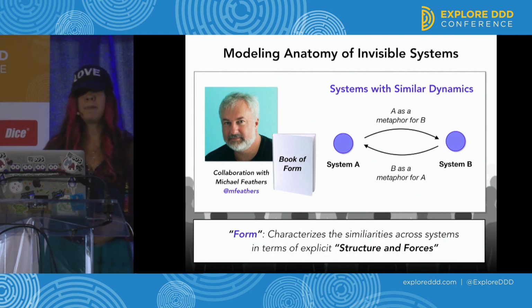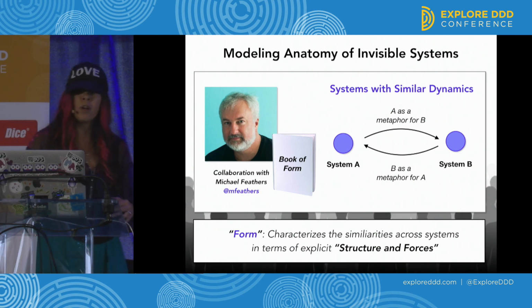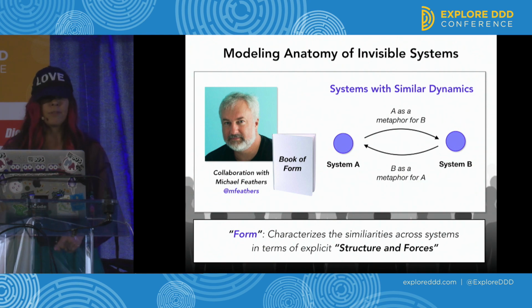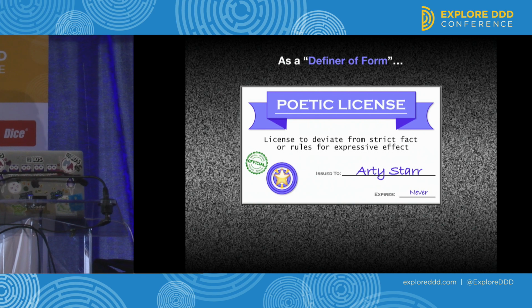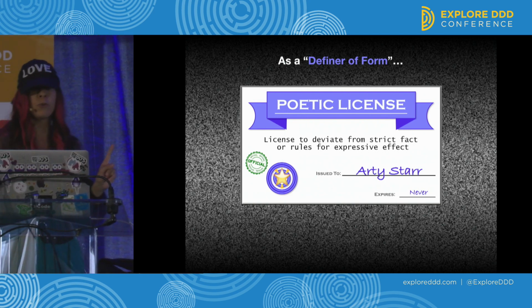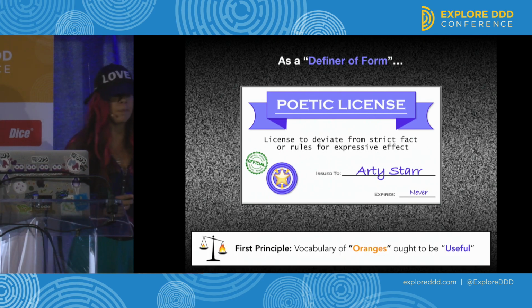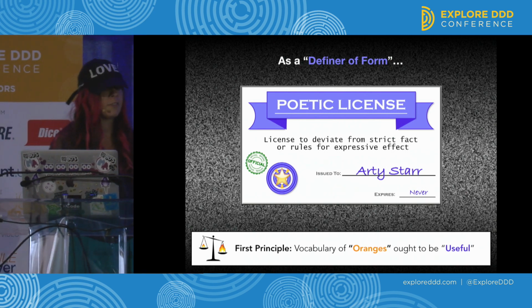And so we started describing these things as forms. A form characterizes the similarity across systems in terms of explicit structure and forces. If you start down this road of defining new forms, defining these invisible things, I found that we needed a poetic license. So this is my official poetic license to deviate from strict fact or rules for expressive effect. But if you're going to do this, you've got to follow this first principle: our vocabulary of oranges ought to be useful, right? We can make up words, make up concepts, because it helps us communicate these ideas.